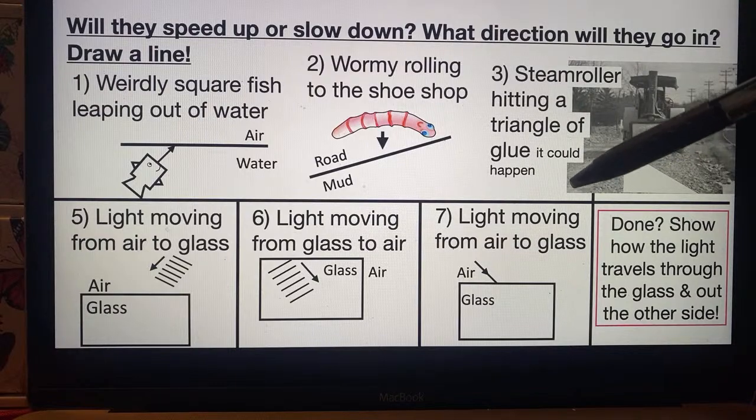So number 7, you've got a light ray going from air into glass. Can you tell me which direction it'll go in? But then, can you also say, when that light ray comes back out of the glass, what's going to happen?